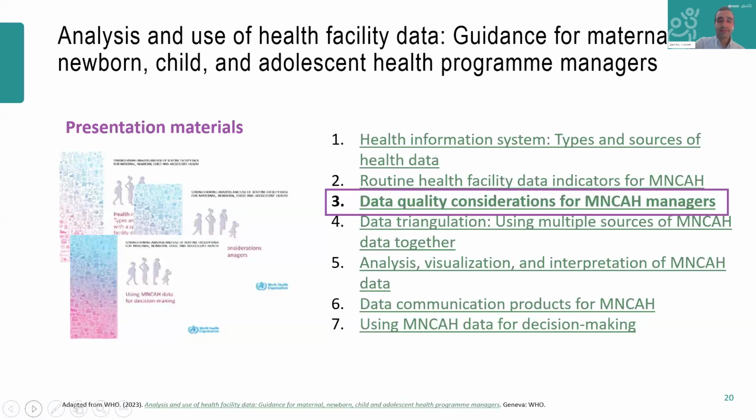So the document that this whole series is based on is called Analysis and Use of Health Facility Data, Guidance for Maternal, Newborn, Child, and Adolescent Health Program Managers. This guidance document is accompanied by capacity strengthening materials that are broken down into 7 presentations. During the first session of our webinar series, we took a look inside the first 2 presentations, which provided an overview of the different types and sources of health data and introduced us to the WHO recommended indicators for MNCAH. Today, we'll take a look inside the 3rd presentation, which covers data quality considerations for MNCAH managers. Next slide, please.